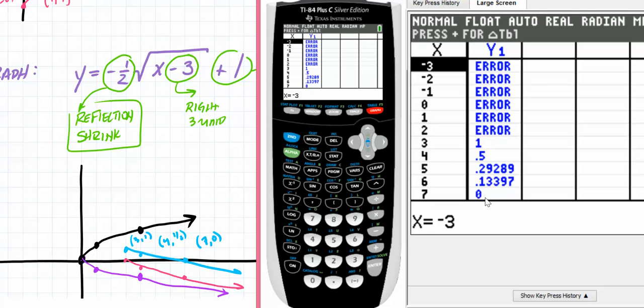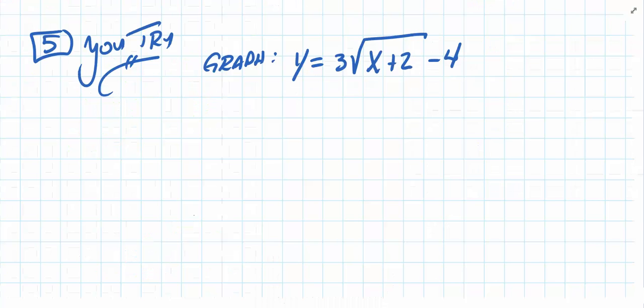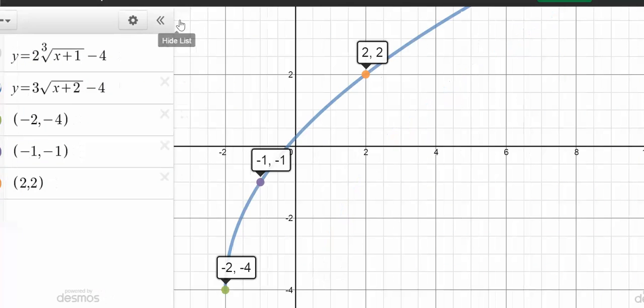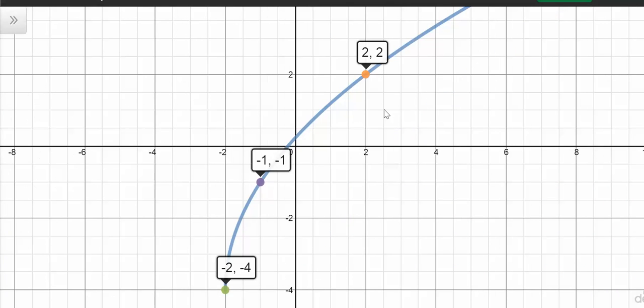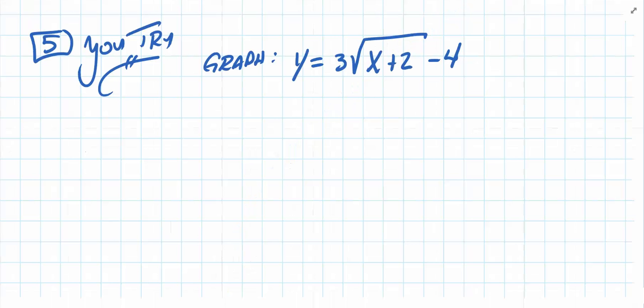You guys try. You have about 5 minutes or so. I'd like you to show all the transformations, and I'd like you to label your final graph with the 3 anchor points. I have 3 times square root of x plus 2, minus 4. When you're all said and done, you should have these 3 anchor points for this "you try." There are 7 boxes.